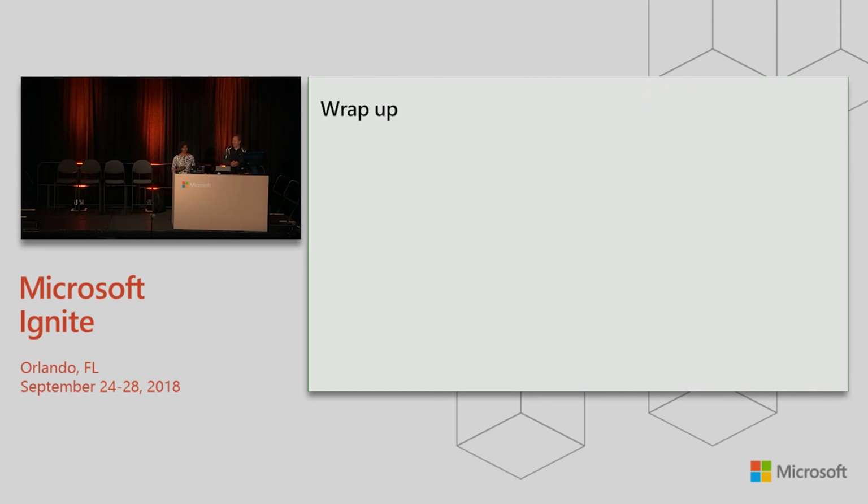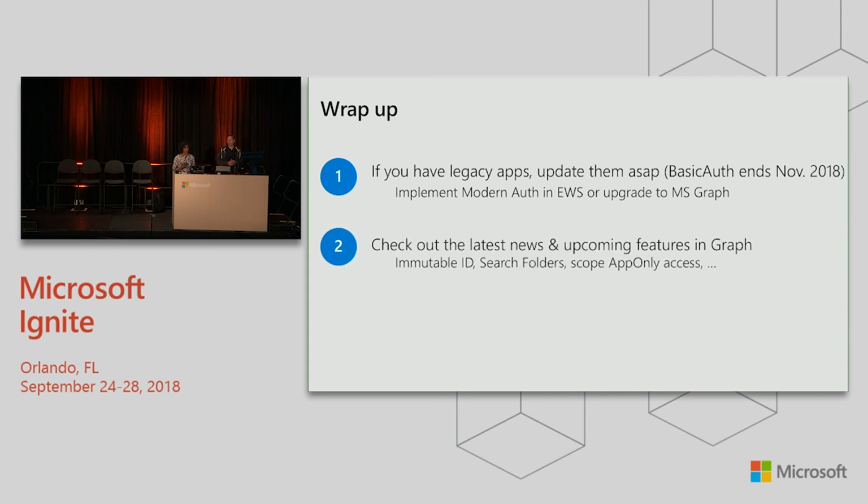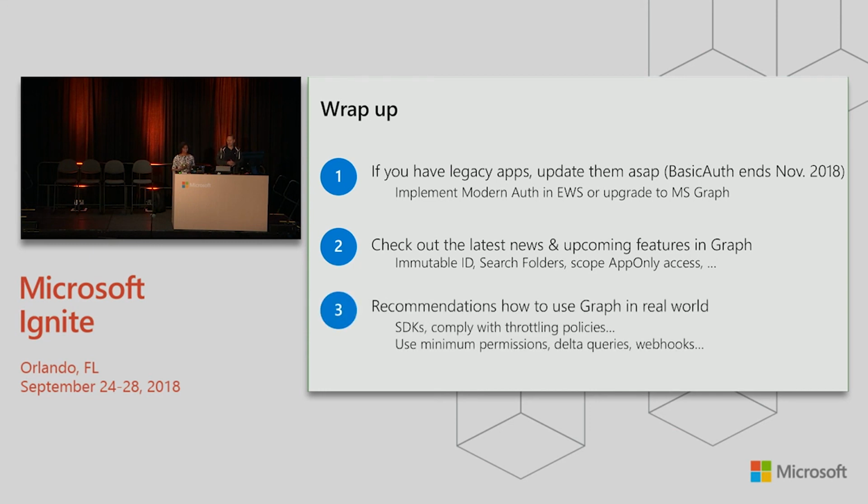Perfect timing. So the key takeaways, number one is please disable basic auth for your Outlook protocols. Integrate with Outlook APIs in Graph for modernizing your legacy applications. And finally, please use the SDK, which comes with the best practices and all the other best practices we just went through.